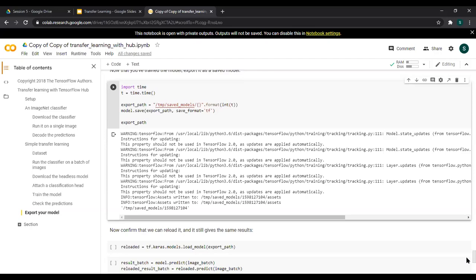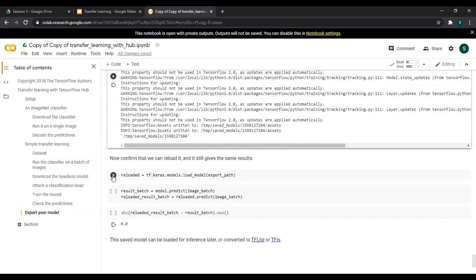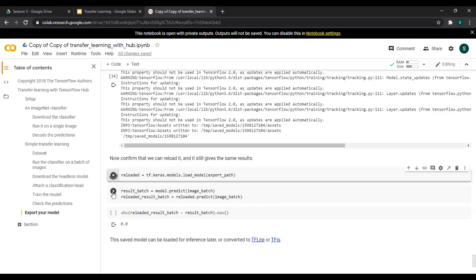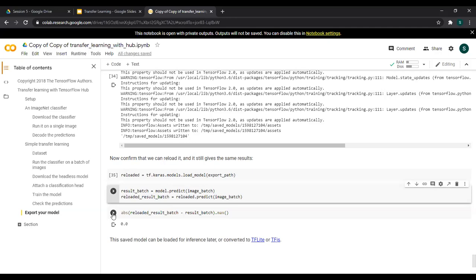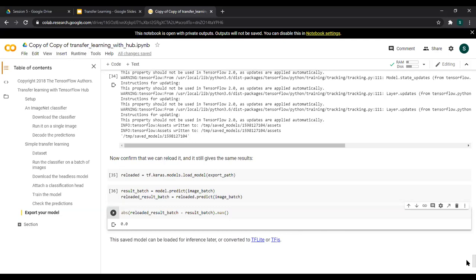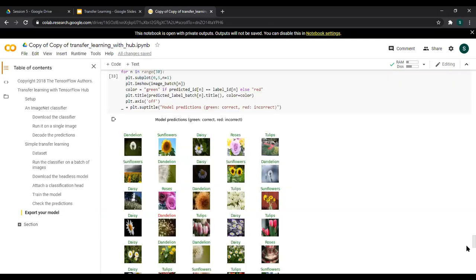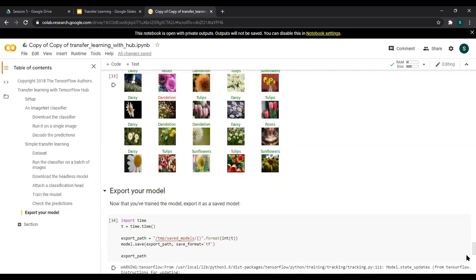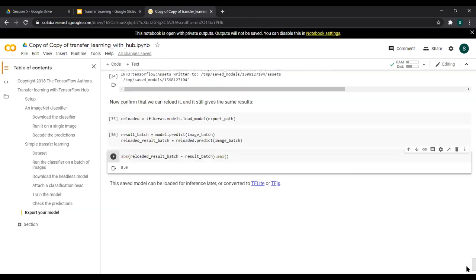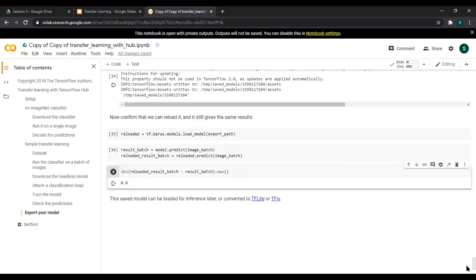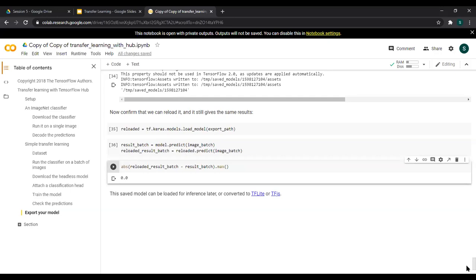Now let's just check it again so that we don't get any errors or anything. You just reload it. Okay, so yeah, we don't have any errors in our model. It predicted everything correctly. So now this saved model can be loaded later on, or it can be converted to TensorFlow Lite or TensorFlow JavaScript. I'm not going to be going into detail on these ones.